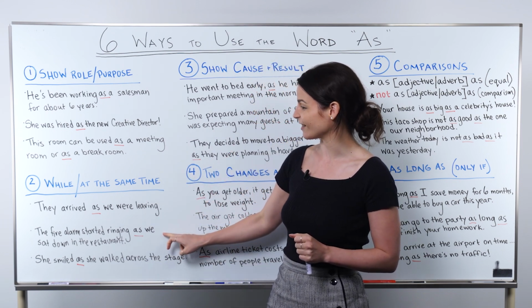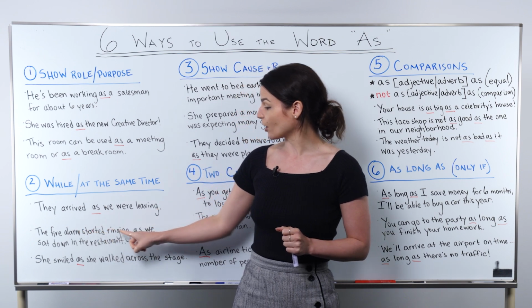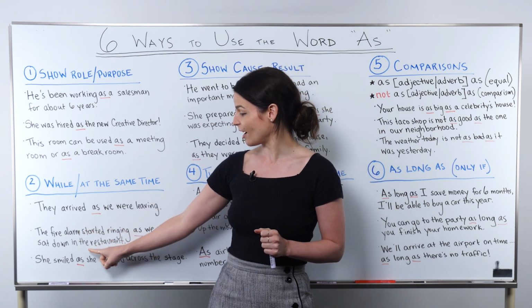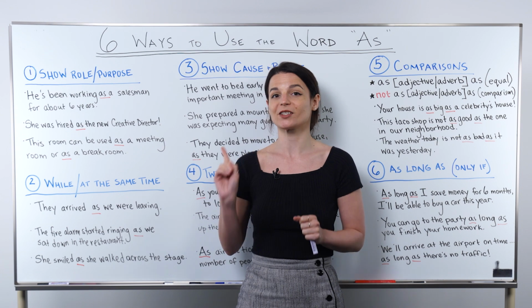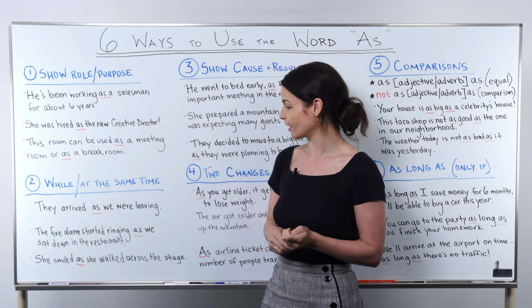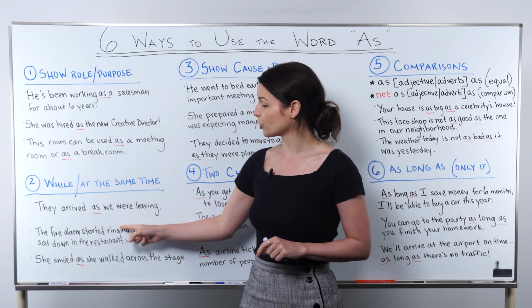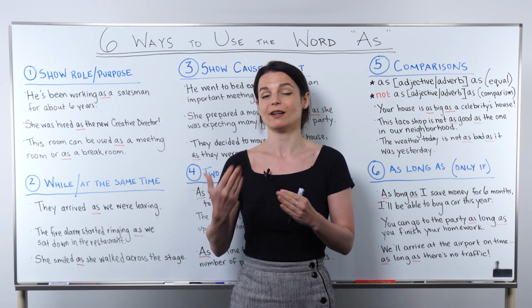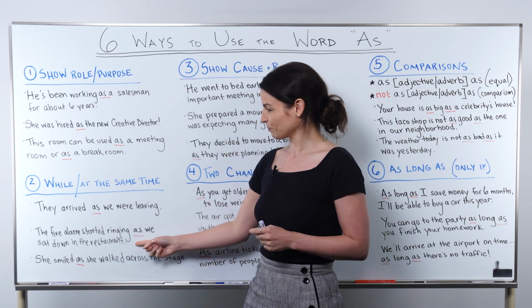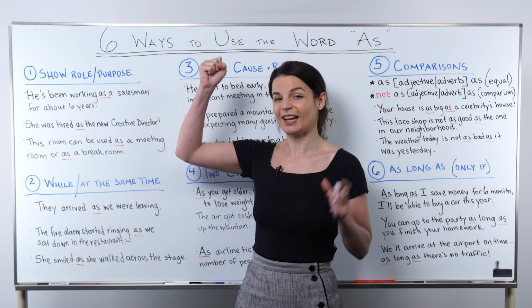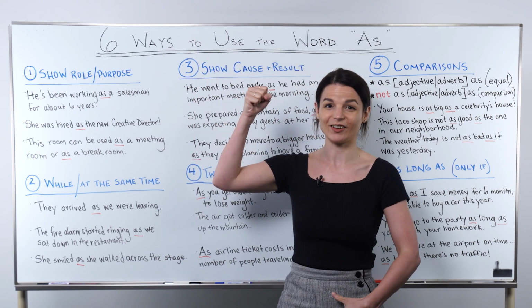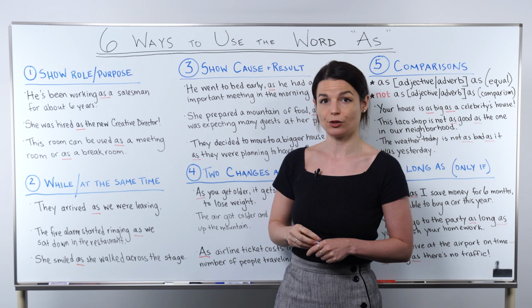So we connect these with "as" to show that these 2 actions happened at about the same time. So we can think of this as kind of like "while" or "at the same time." Let's look at the second example. The fire alarm started ringing as we sat down in the restaurant. So again, we're showing 2 actions happening at about the same time. So the fire alarm started ringing at the same time as we sat down at the restaurant. So we use "as" to do this.